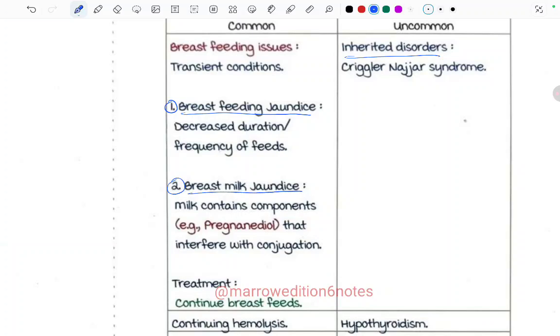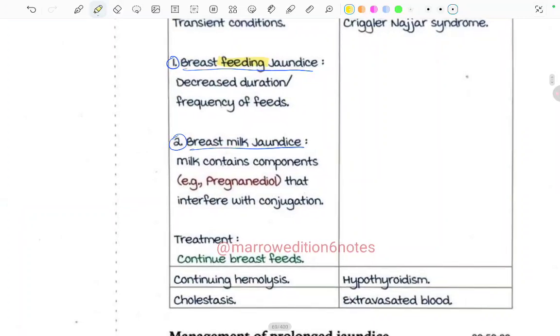So, what is happening in breastfeeding jaundice? There is a problem in the feeding process. So, there is decreased duration or frequency of the feeds. In the breast milk jaundice, there is a problem in the breast milk. Milk contains components, for example pregnenolone, that interfere with the conjugation. So these breast milk components are interfering with the conjugation. And in both these conditions, we have to continue the breastfeeding.